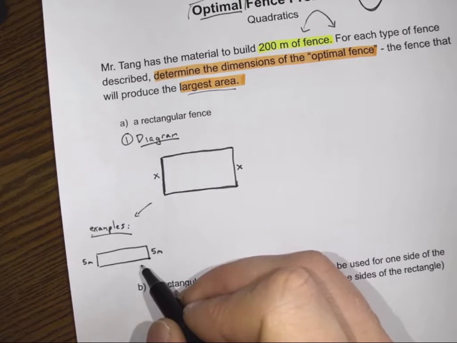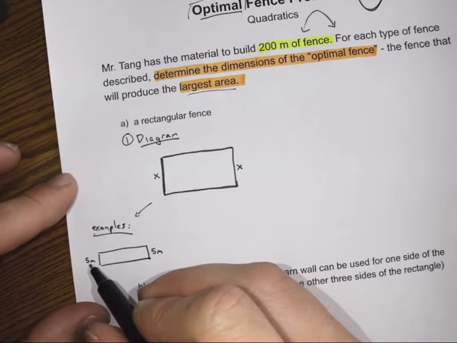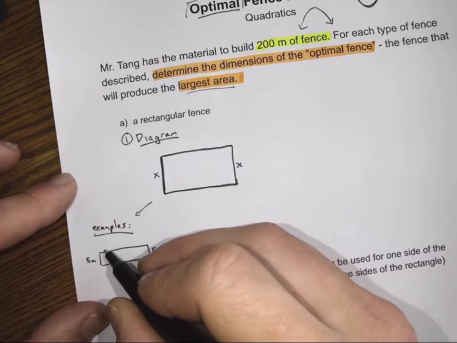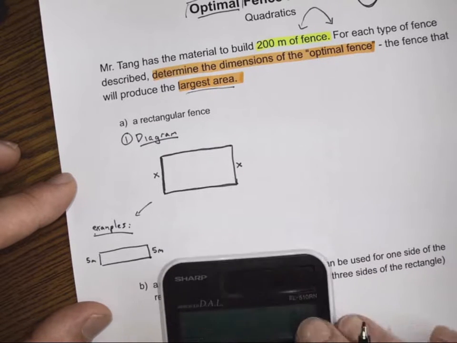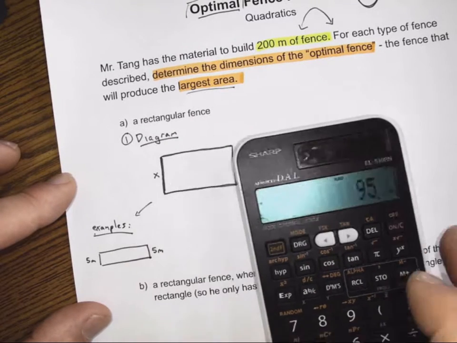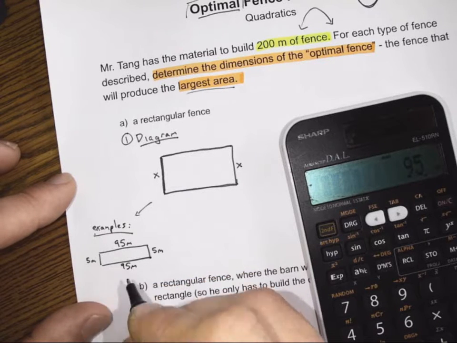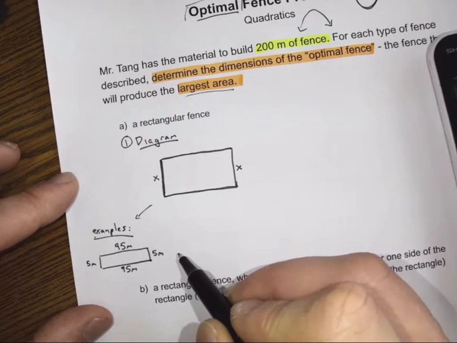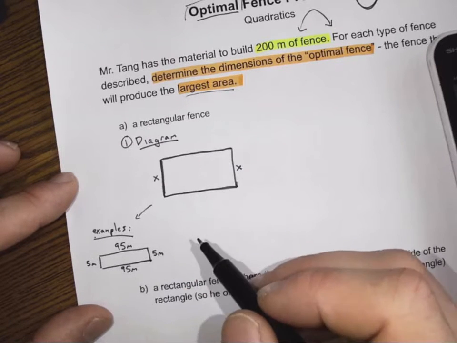Well, I know I've got 200 meters of fence to play with, so minus these two 5-meter sections, I'd have 190 meters left. And if I divide 190 meters by 2, I get 95 meters. But I don't think I'm quite going to see this pattern unless I construct a few other possible fences. And maybe then a pattern will begin to jump out at me.